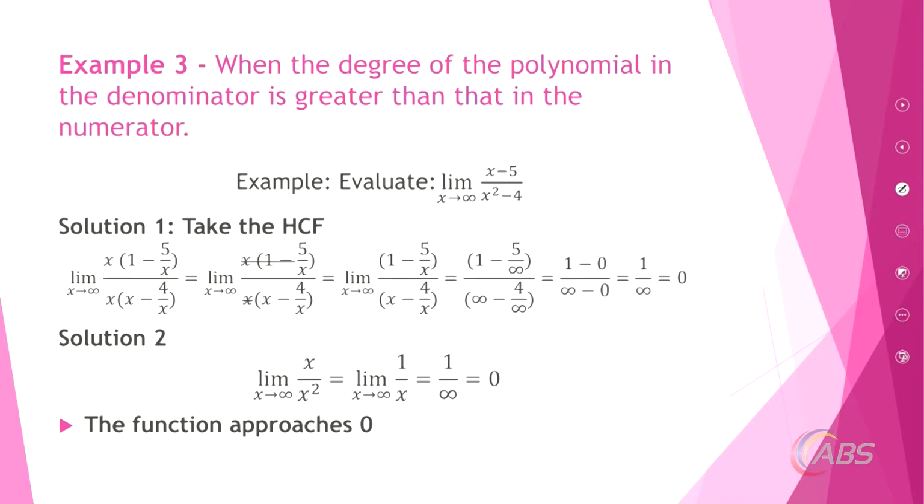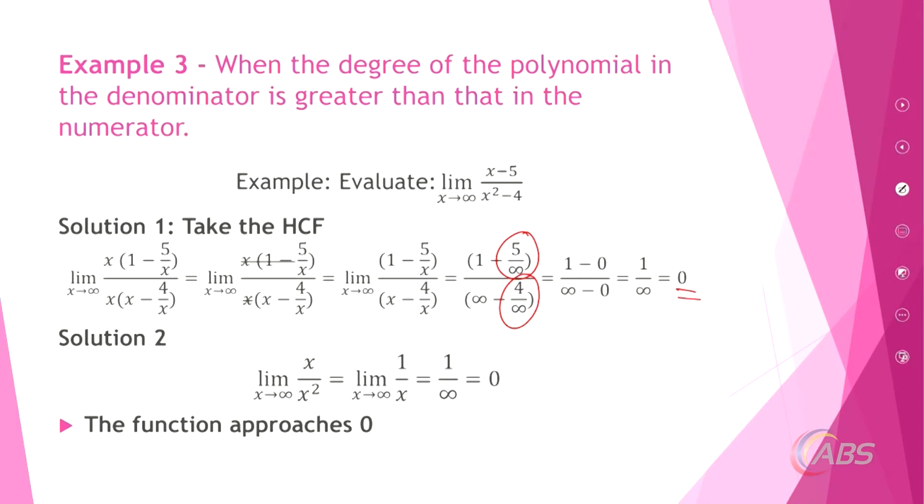We can then directly substitute. This becomes 1 minus 5 divided by infinity divided by infinity minus 4 divided by infinity. Again, the constant divided by infinity tends to 0. So what I'm left with is 1 divided by infinity. And again, once I'm dividing a constant by an extremely large number, it becomes 0.